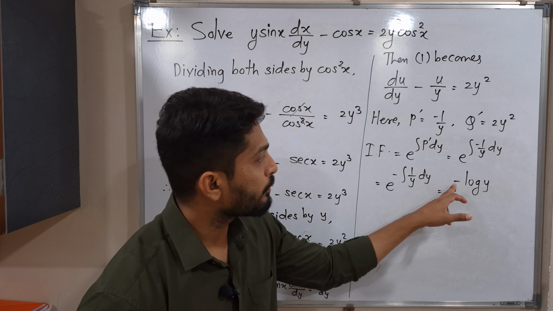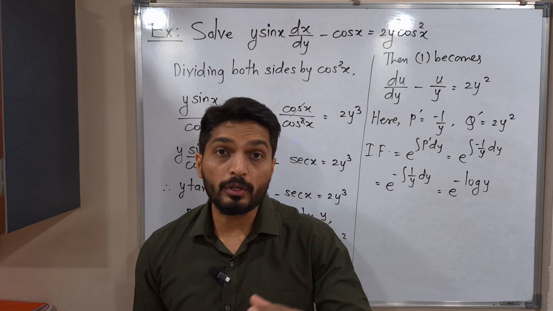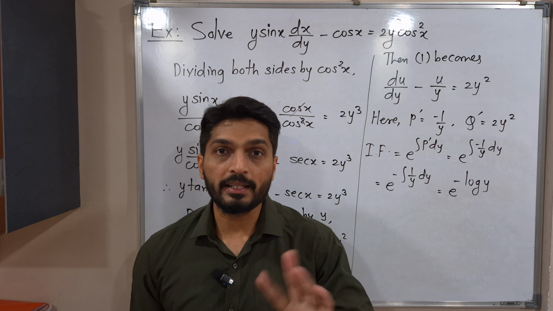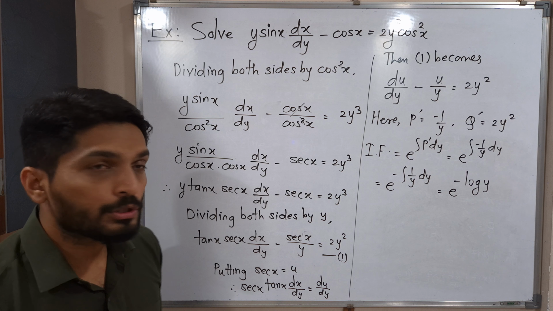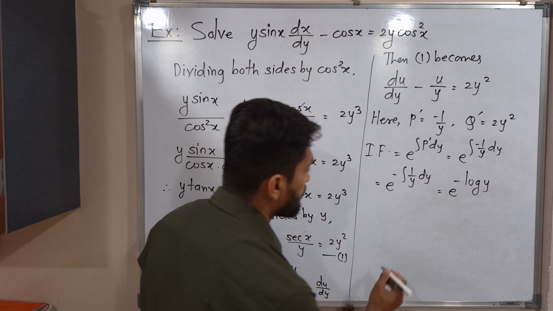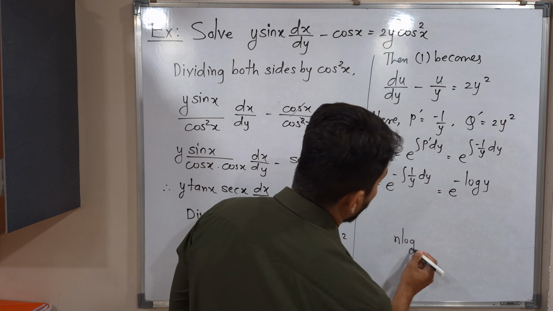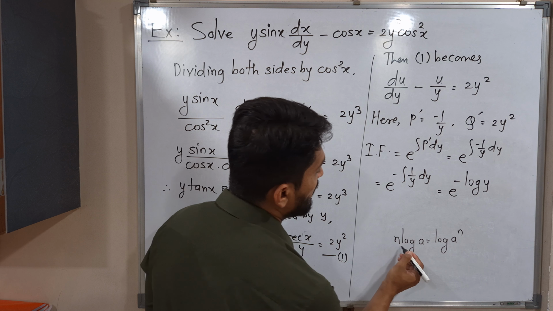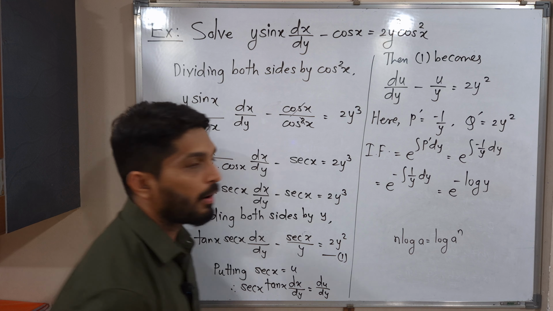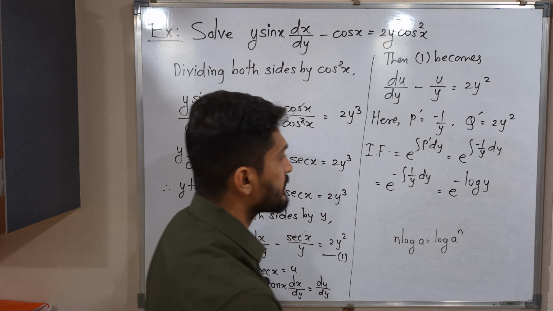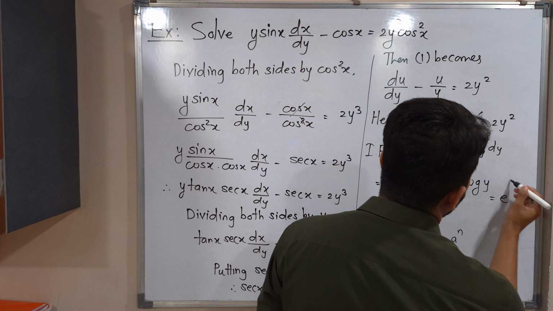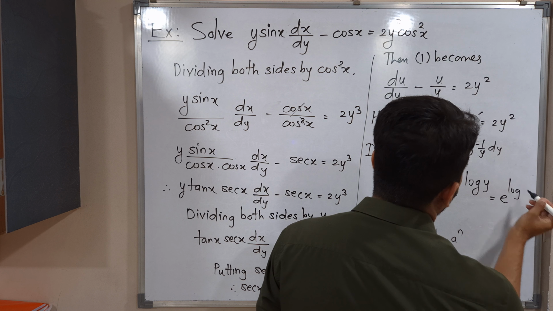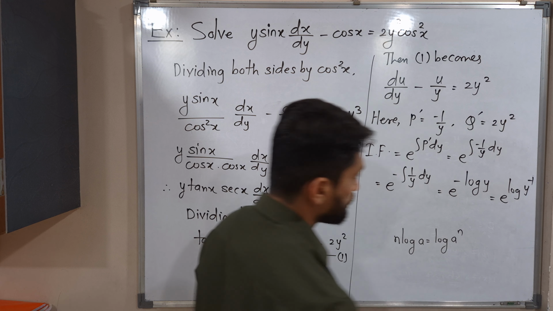But here we have a problem: the minus sign is there. We need to remove that minus sign, then only we can cancel e and log. Now the question is how to remove that minus sign. There is one property of log: n log a is log a raised to n. When you have any multiple of log, you can shift it as a power of a. I will do the same thing. So this is equal to e raised to log, and this minus 1 will go as a power of y.